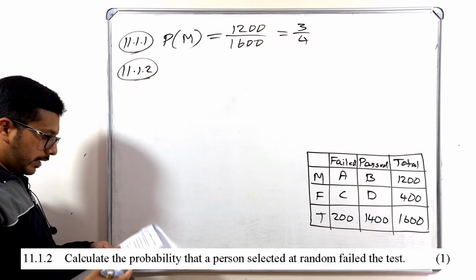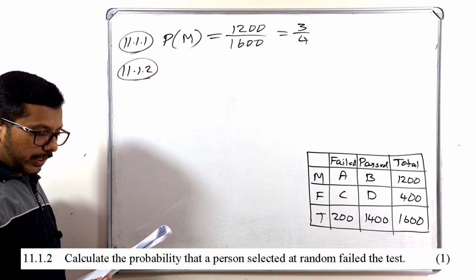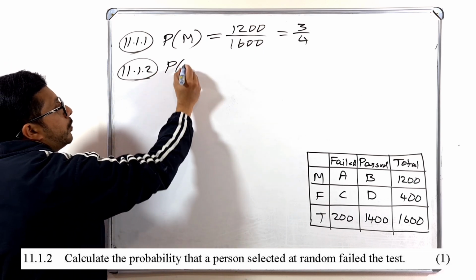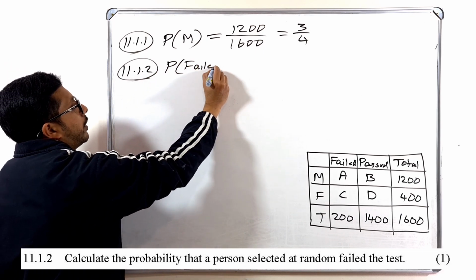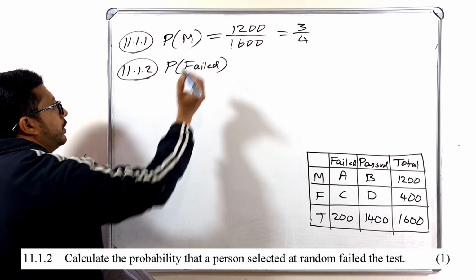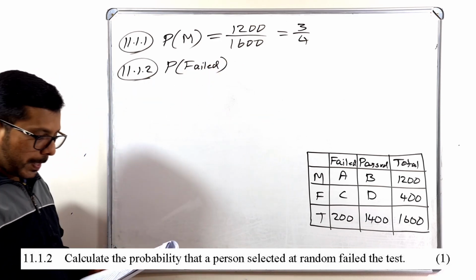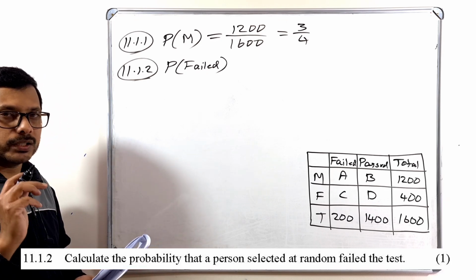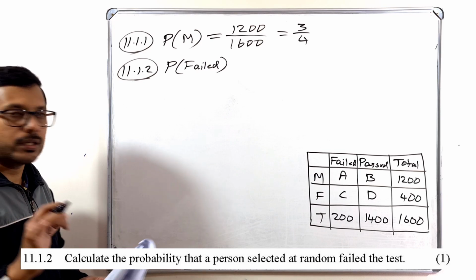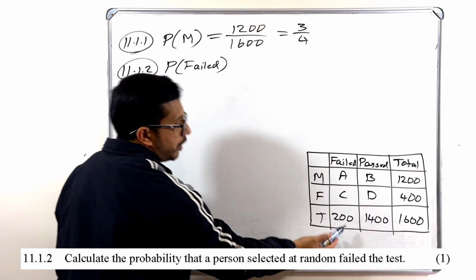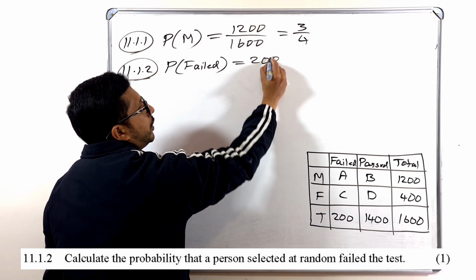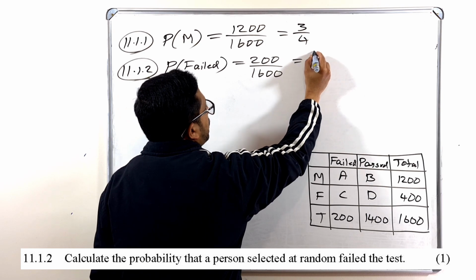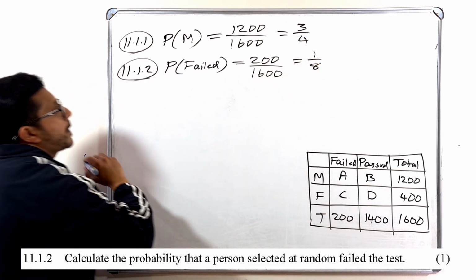11.1.2. What is that question? Calculate the probability that the person selected at random failed the test. So how many people failed? Don't forget that it is only one condition, failed. It doesn't matter male or female. Total failed is 200, so the probability is 200 over the overall total of 1600. The answer is 1/8. Next question.